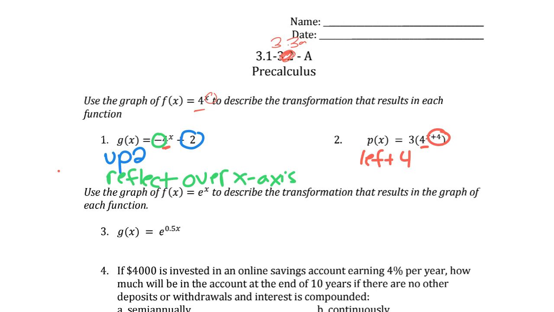And then what else I have here is a 3 outside. This 3 outside, it's vertical, because it's outside. It's a number larger than 1, so it's a stretch, and it's stretching it by a factor of 3.